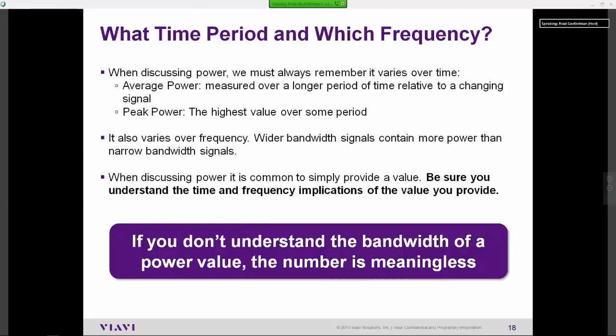Getting back to that bandwidth, as far as when you're doing spectrum analysis, you should be able to understand, or the person that gave you information, they need to tell you what time period and what frequency was being used when they're discussing power. Because with that KTB equation, where the bandwidth is a single variable that has the greatest impact, you basically need to understand where their reference is coming from.